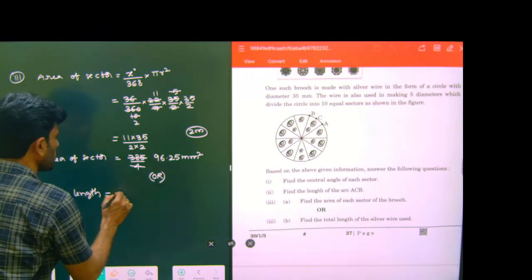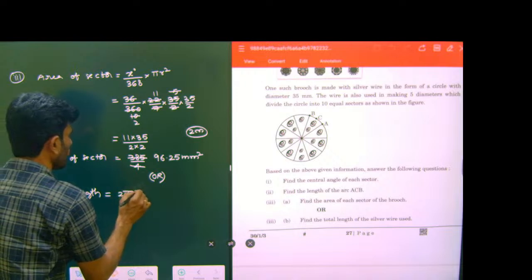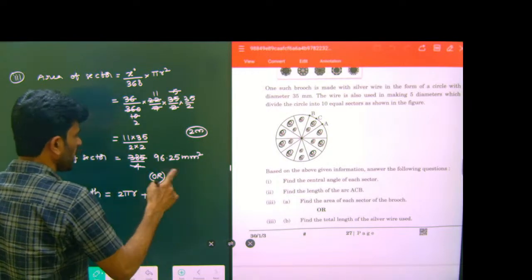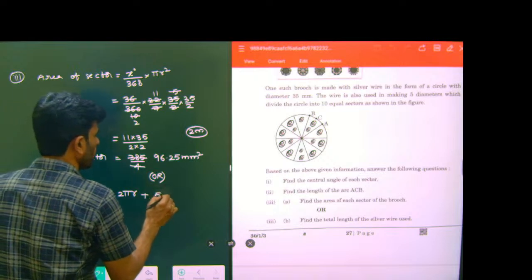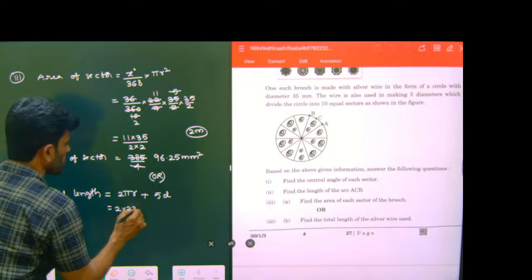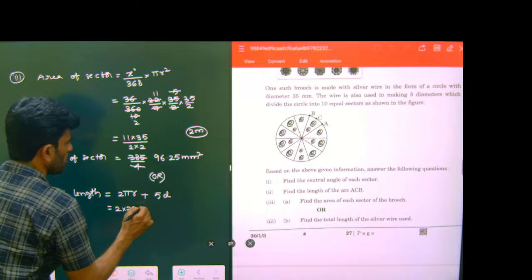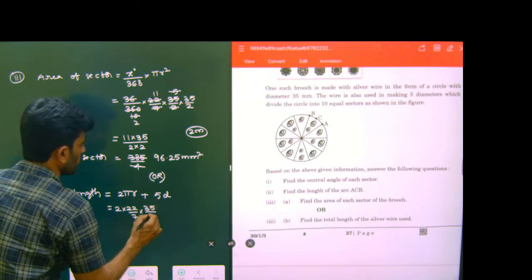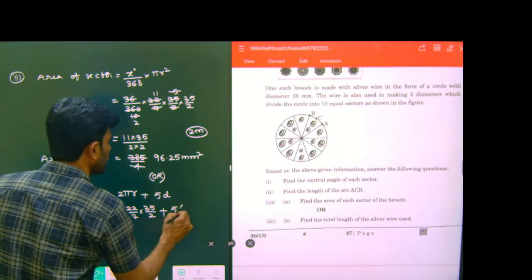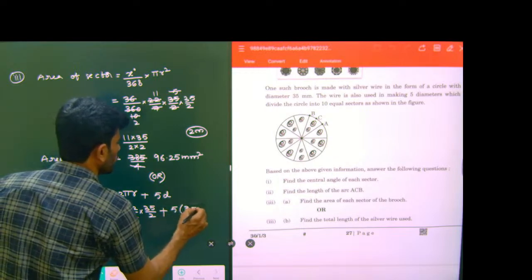circumference of the circle, that is 2 pi r, and plus 5 diameters, 5d. So what is it? 2 into 22 by 7 into r, which is 35 by 2, plus 5 diameters is what? 5 into diameter, which is 35.